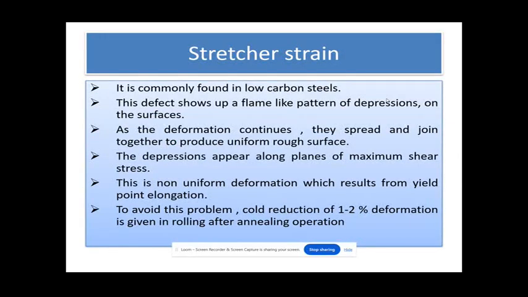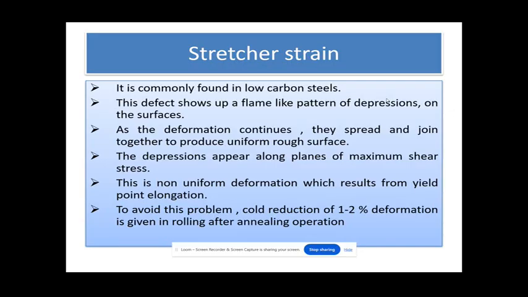Then we talk about the stretcher strain defect. It is commonly found in low carbon steel, conventional low carbon steels. This defect shows a flame-like pattern of depression on the surface. As the deformation continues, they spread and join together to produce a uniform rough surface.